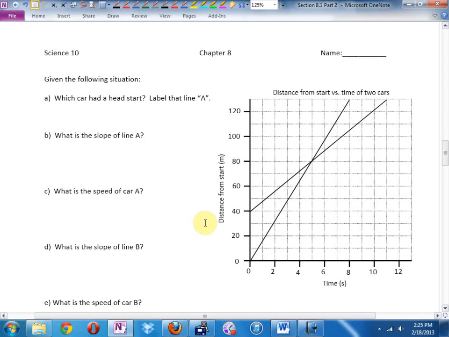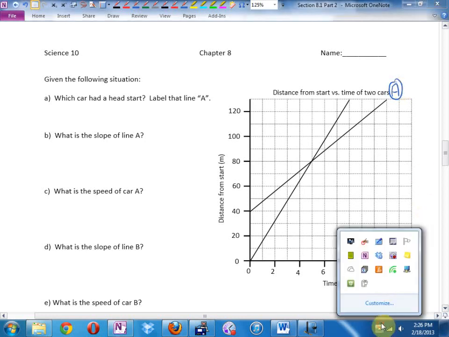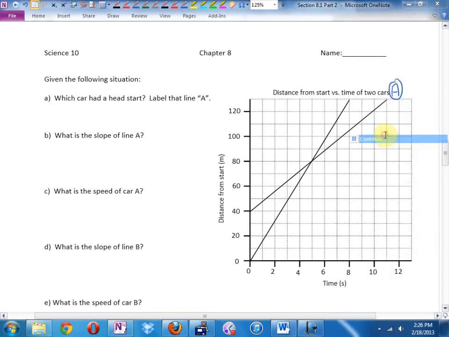Which one started at the 40? This one right here is car A. Is it supposed to be touching the line on the top? Touching the corner. I'm not sure what you mean. Give me 1 second. Let me look.